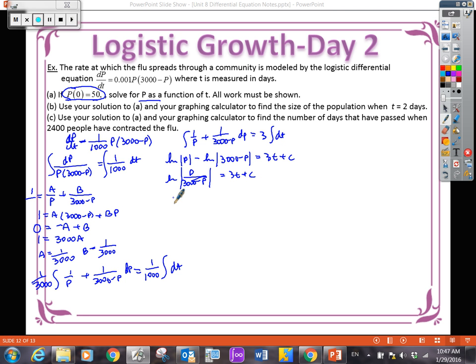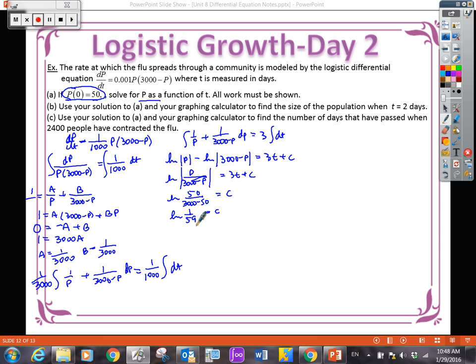So I have natural log of 50 over 3000 minus 50 equals c. Right, because the t was 0, so that went away. So simplified, that's natural log of 50 over 2950, which reduces to 1/59. So c is natural log of 1 over 59. Okay, and there's our c.